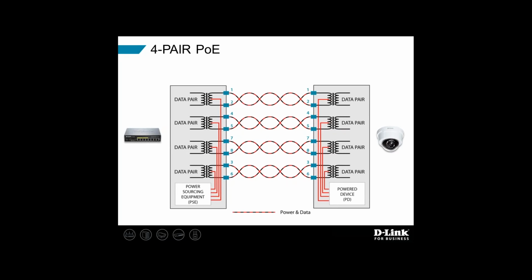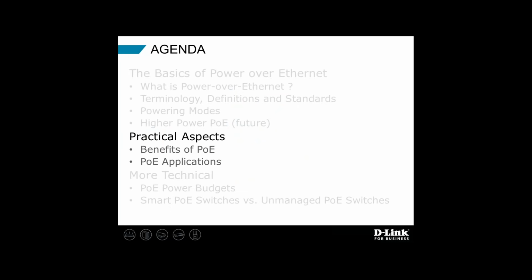So here, the same diagram I showed before, but with 4-pair power over Ethernet. Pretty basic. We're using all 4 pairs for data, and we're using phantom power on all 4 pairs to provide power out there as well. Okay, so that's kind of the basics of power over Ethernet.